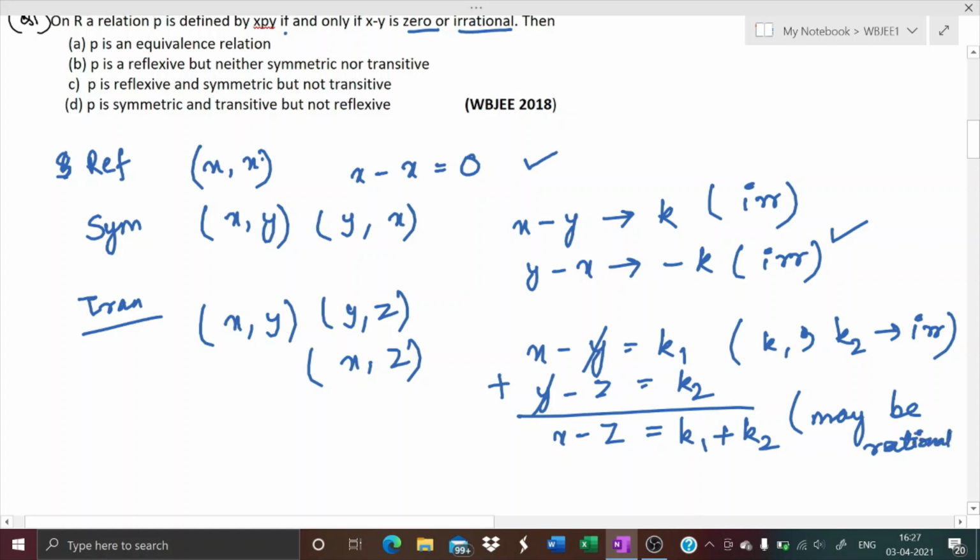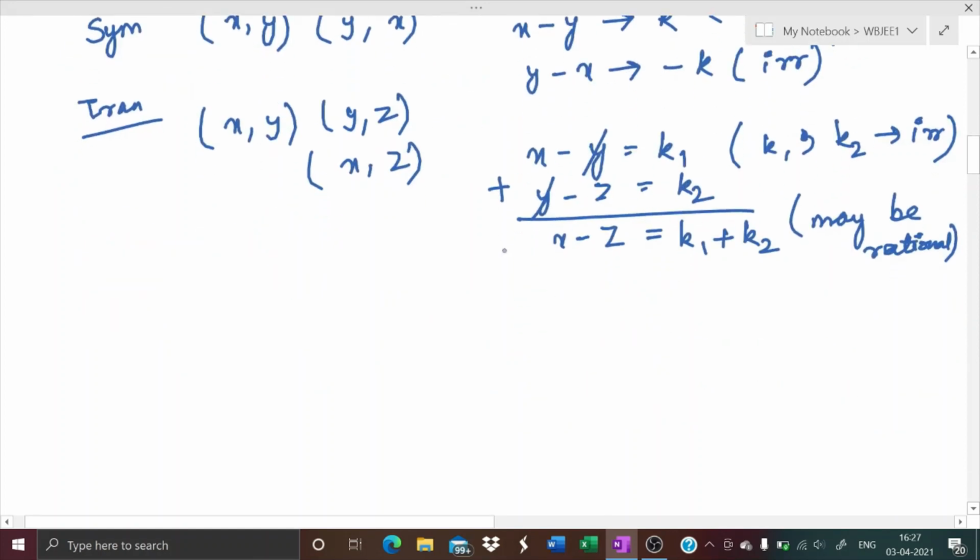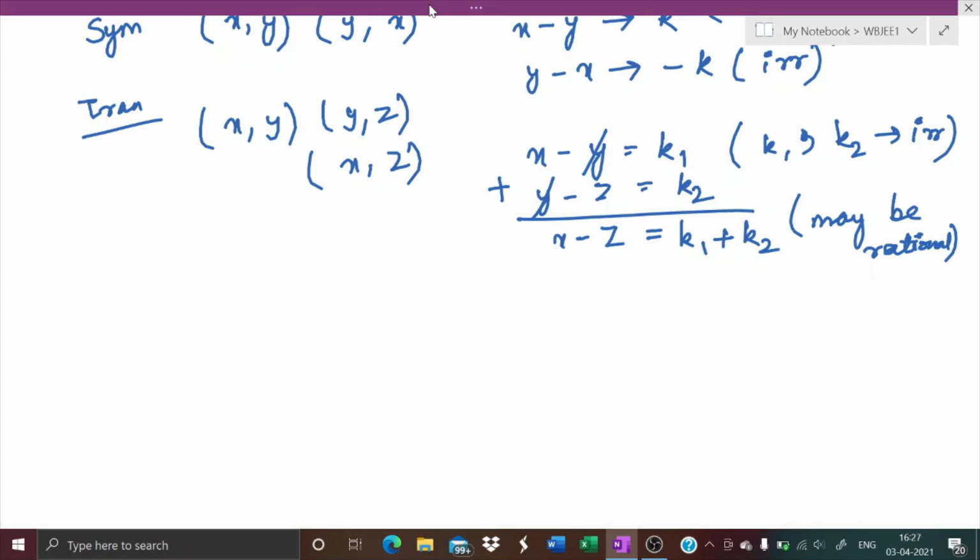Okay, why? See one example. Quick example.